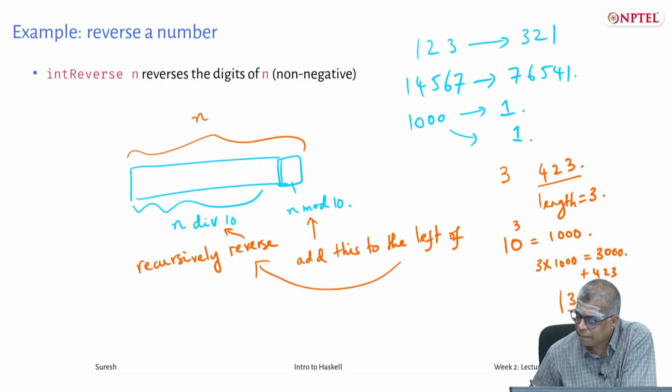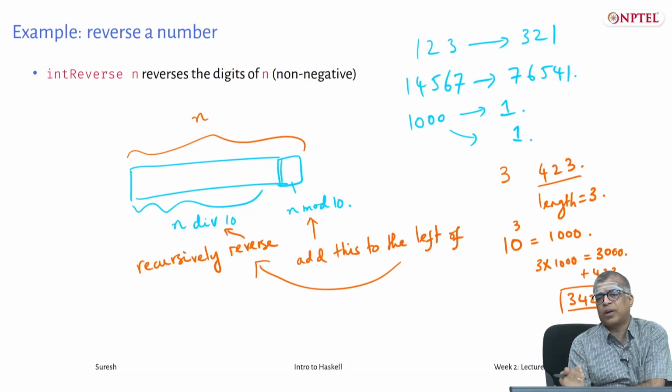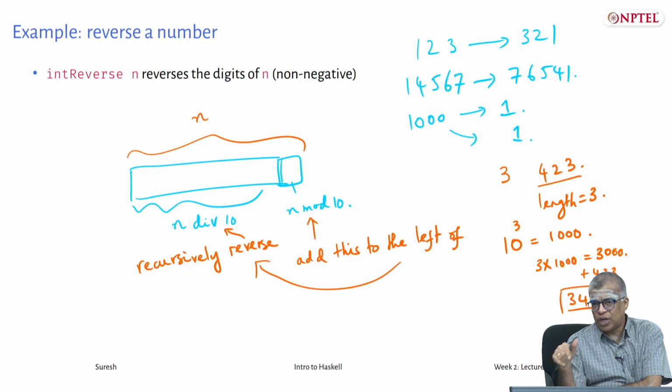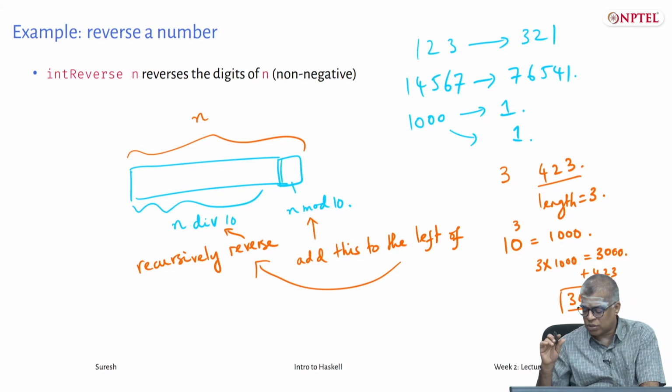So to add a digit to the left of a number, I should first determine the length of the number. I should compute the power of 10 where the exponent is equal to that length, and I multiply the digit by that power of 10, and I then add the two. So this is the idea.